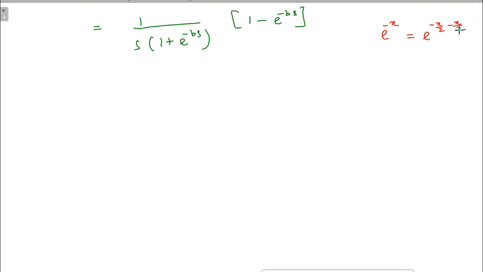So their addition is going to be a same term, right? So you can rewrite this term like this. Now I am going to apply this concept in this numerator as well as denominator. So here I am going to rewrite this term as 1 minus e power minus bs divided by 2 into e power minus bs divided by 2.